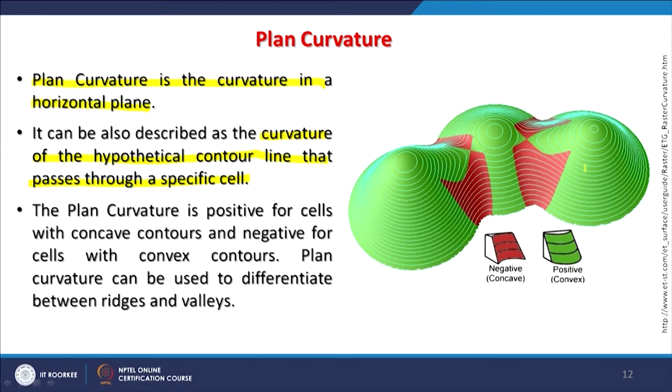So, plane curvature is positive for cells with concave contours, like the example here, the green ones in this figure; they are all concave contours, and we say positive. And it is negative when the contour is convex. So, the plane curvature is positive for cells with concave contours and negative for cells with convex contours. The plane curvature can be used to differentiate between ridges and valleys.